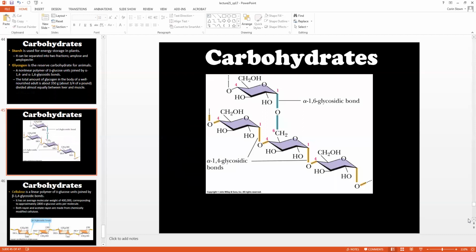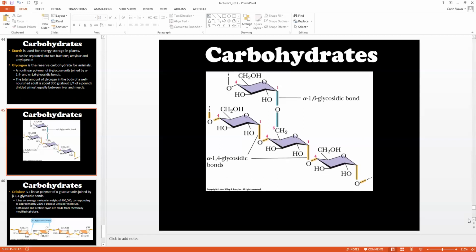Let's take a moment and take a look at this. So this is an example of starch. It's comprised of, my apologies. This is an example of glycogen, which is comprised of alpha-1,4 and alpha-1,6 glycosidic bonds. I don't think I have a picture of starch. I need to go and find one. I'll have that for class.